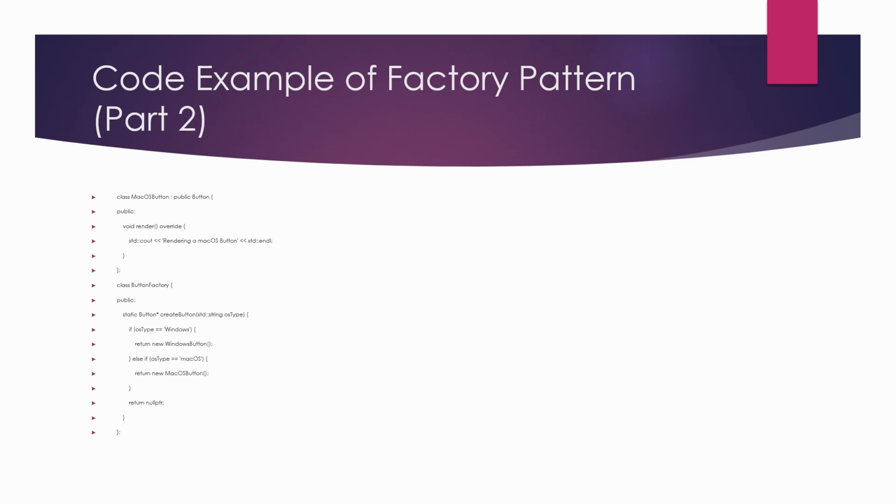In the next part of the factory pattern, we define the button factory class. The createButton method in this class takes a string parameter OS type, and based on its value, it creates and returns either a Windows button or a Mac OS button. This demonstrates how the factory pattern helps in deciding which class to instantiate without explicitly specifying it in the client code.